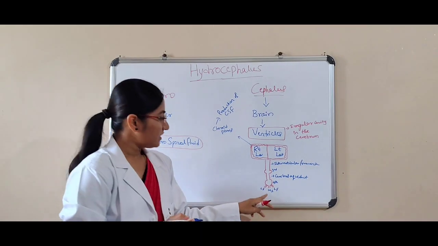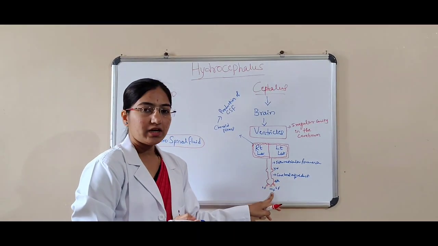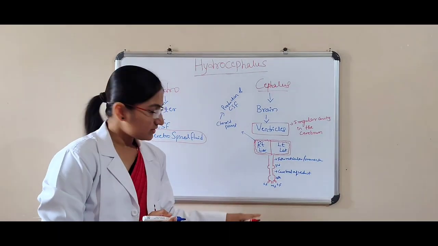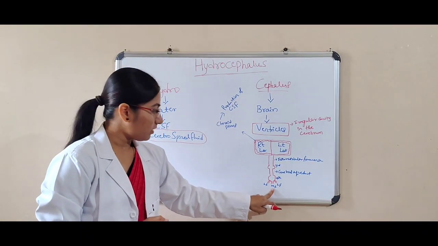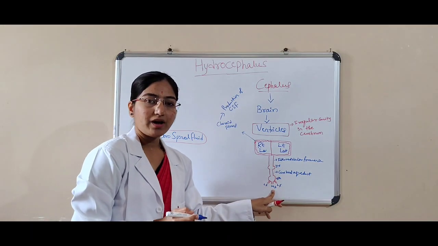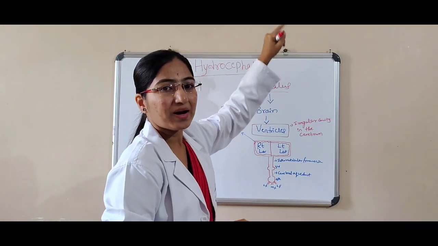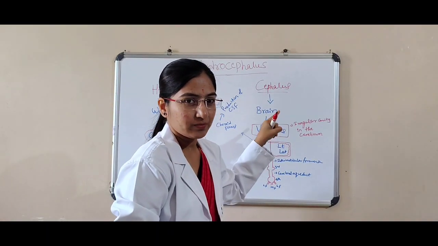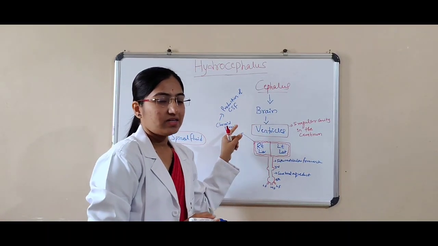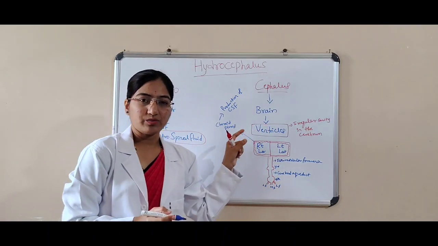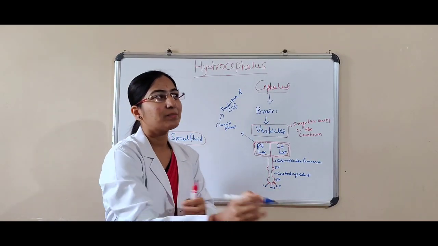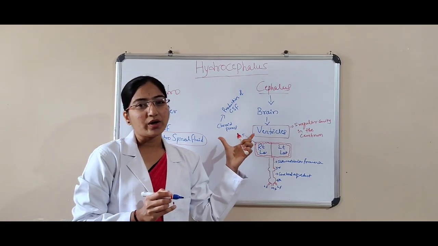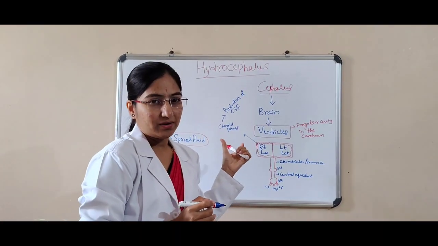Here there are three foramina. One is the medial foramina and two are the lateral foramina. CSF from the medial foramina reaches the subarachnoid space through the meninges. The subarachnoid space is present between the arachnoid matter and the pia matter.